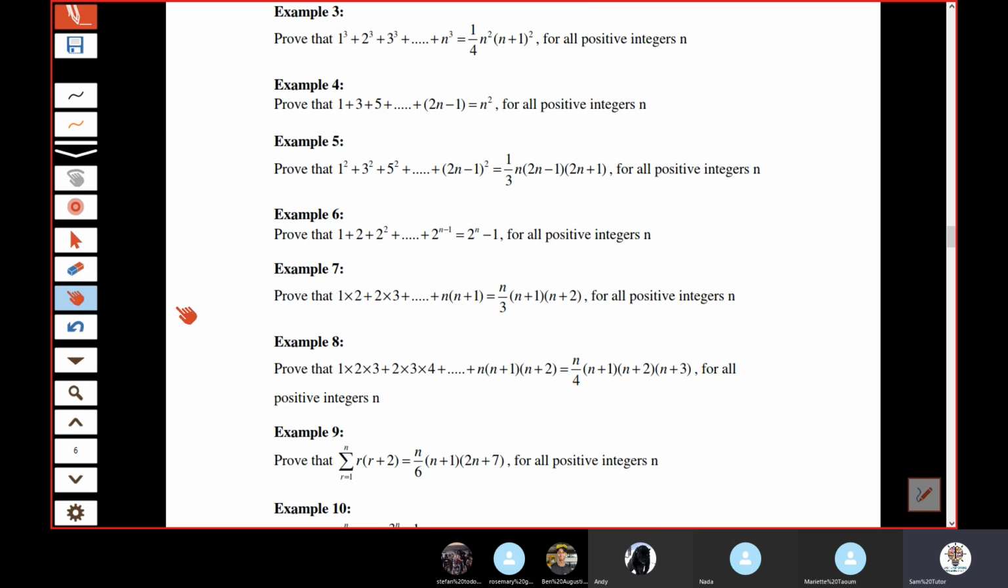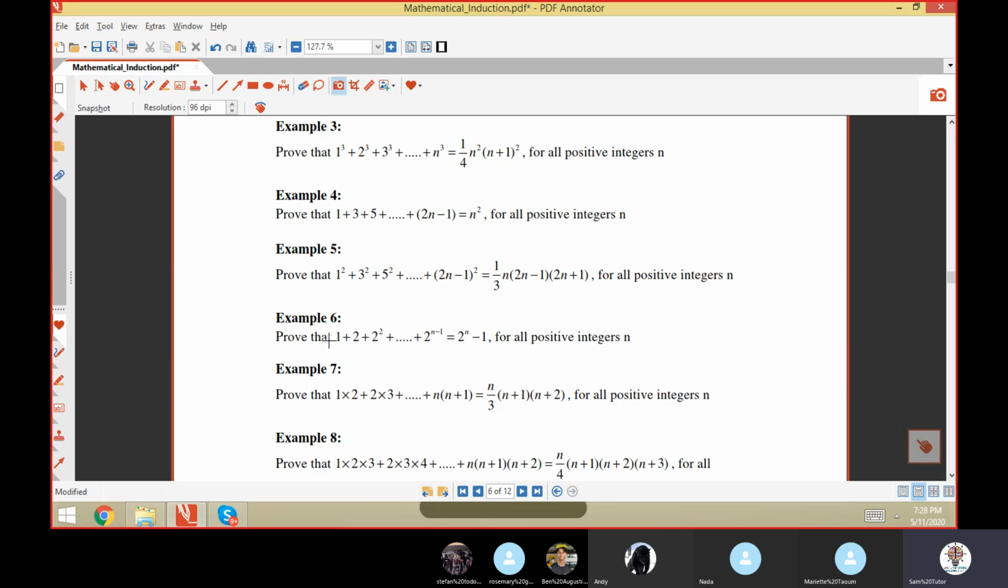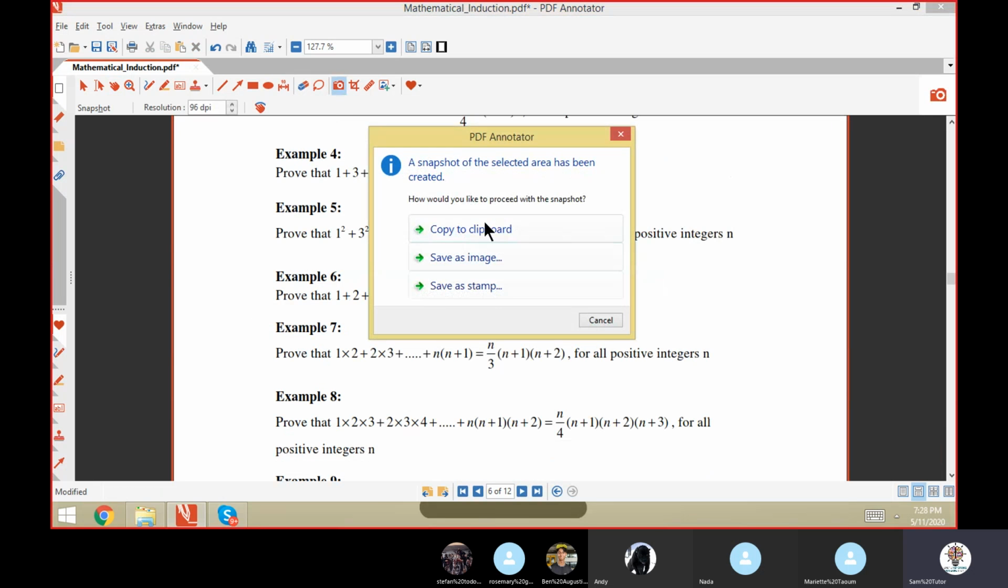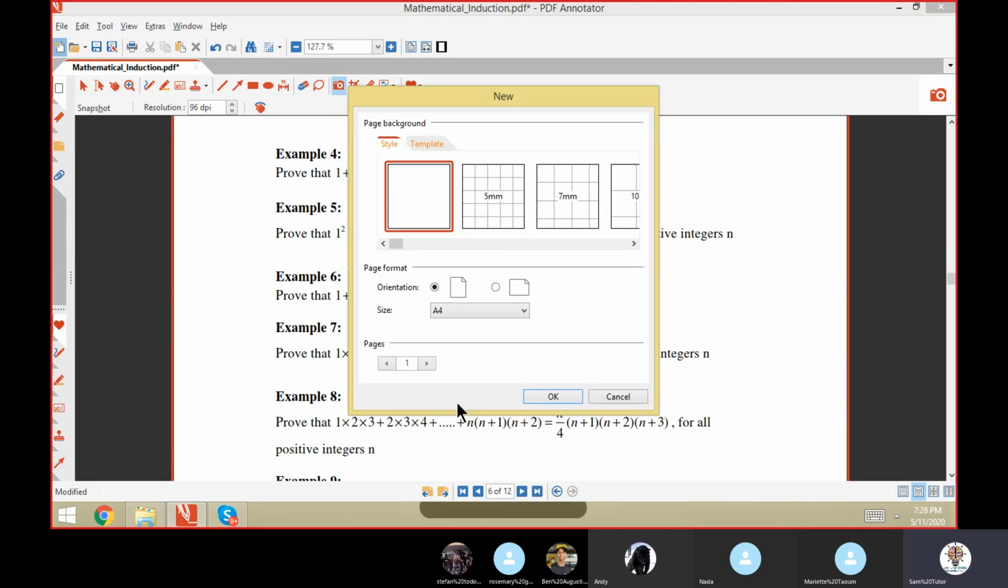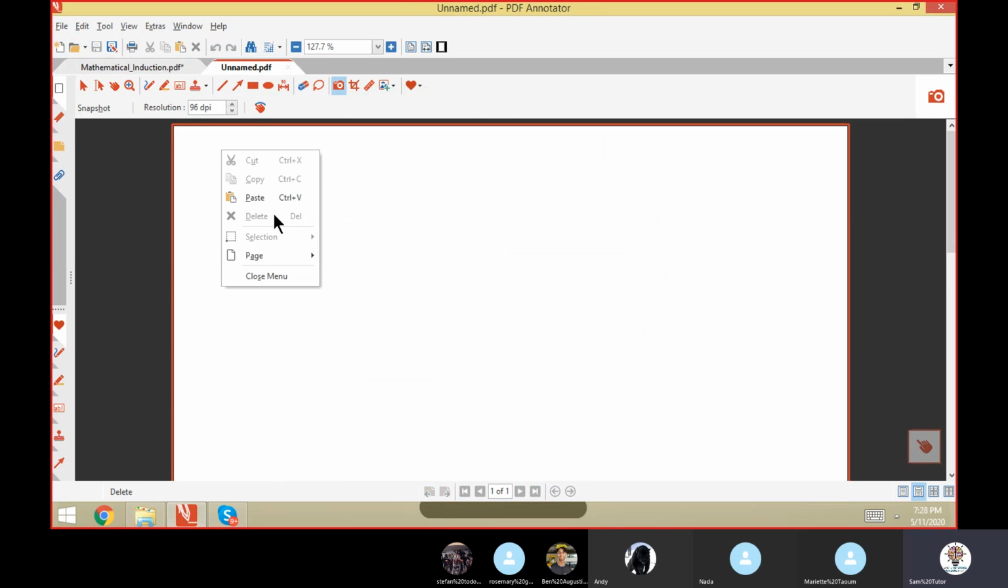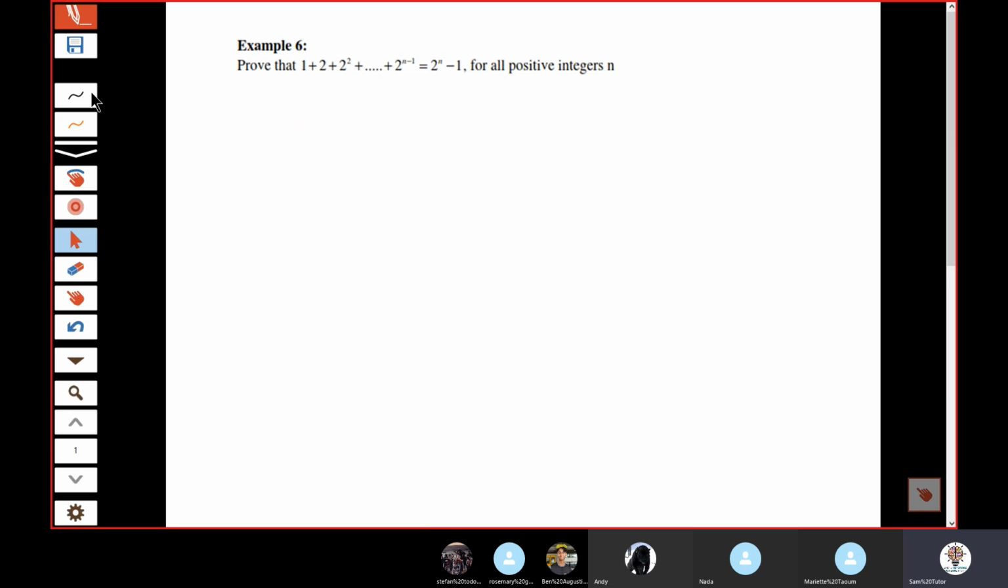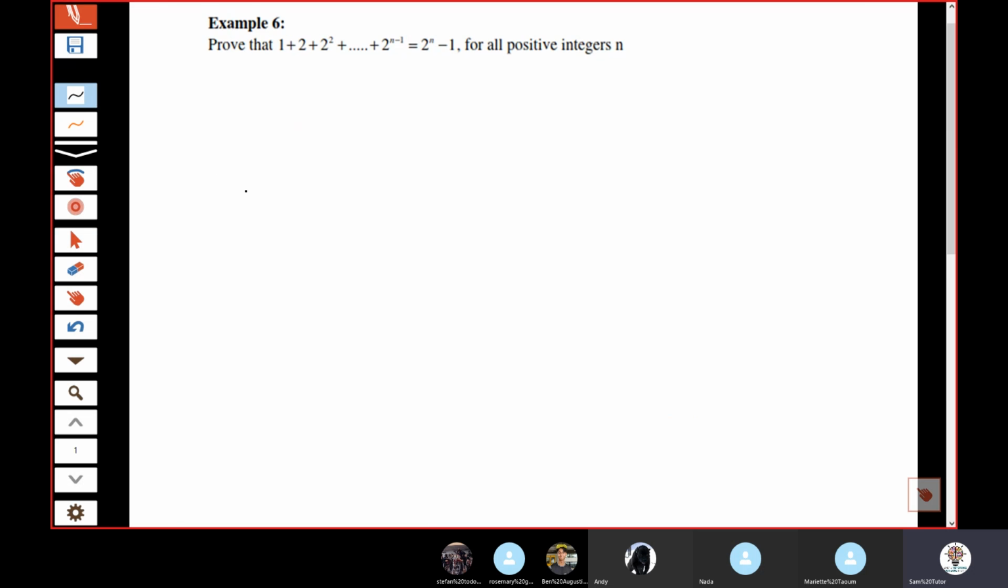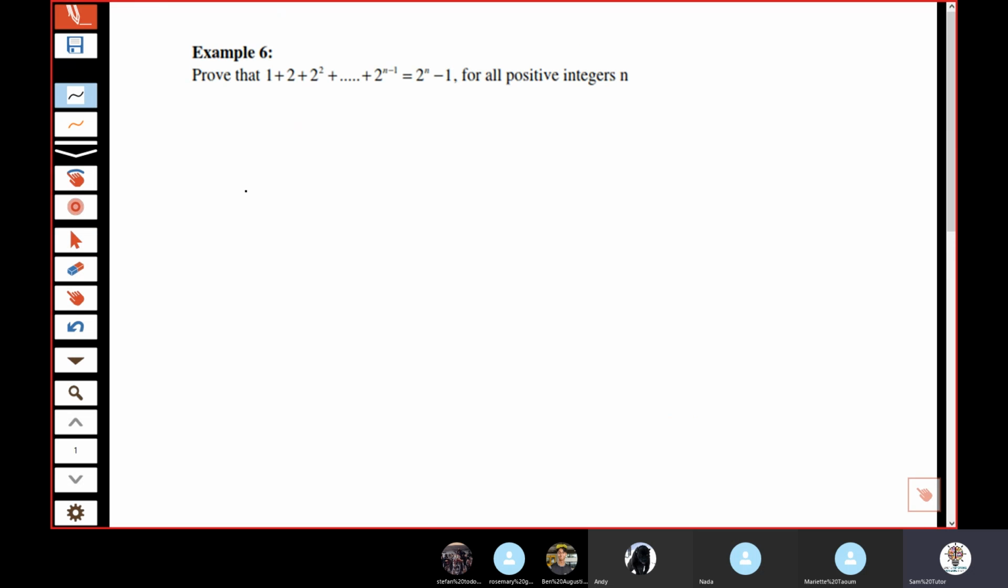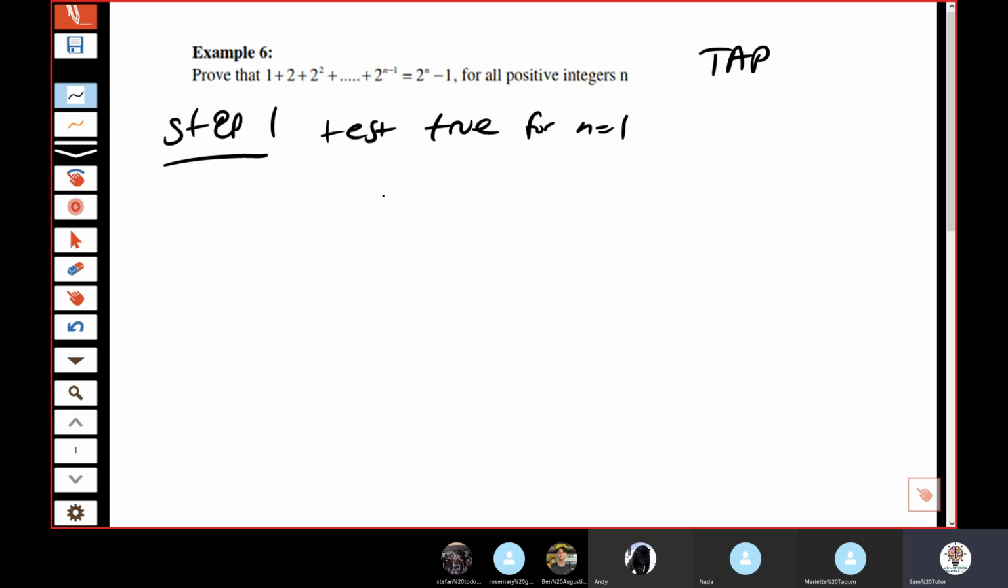Let's do example 6. Let me know if I'm going fast as well, please. Example 6. Okay. Step 1. Test. TAP. TAP was the acronym. Test, assume, prove. Test, true, for n equals 1.